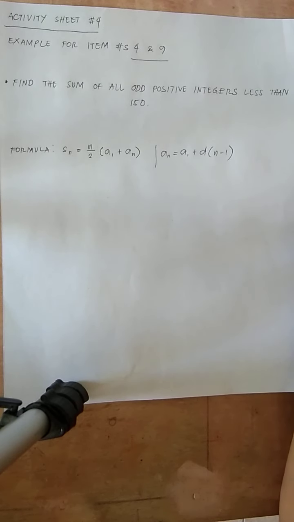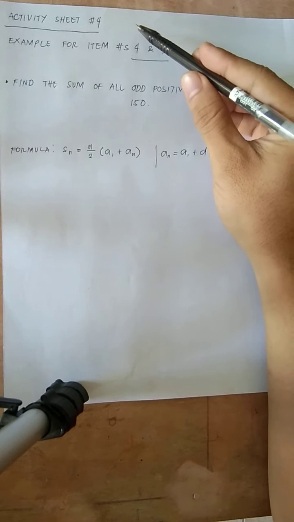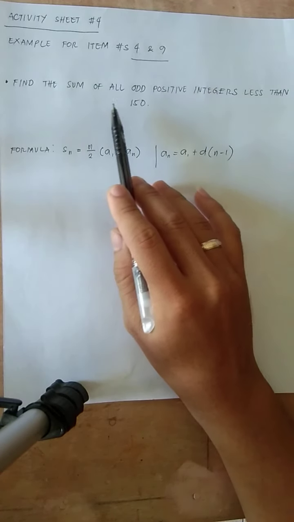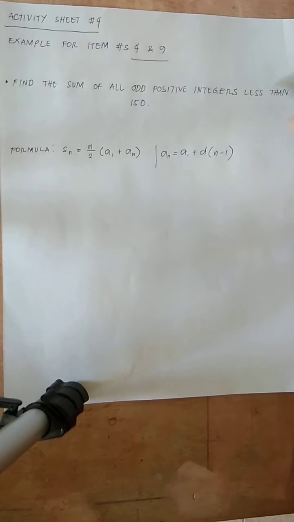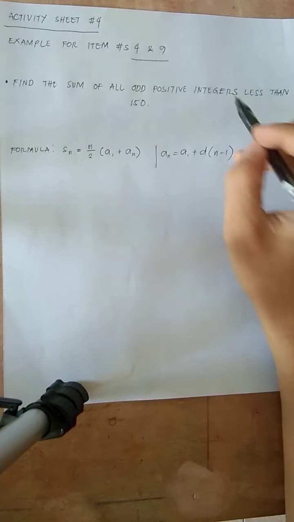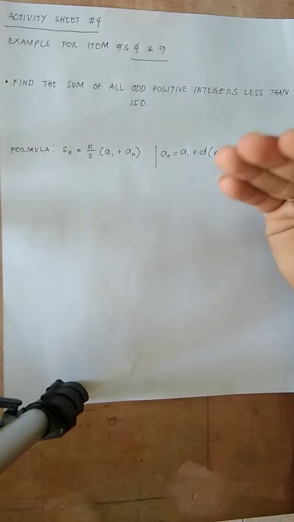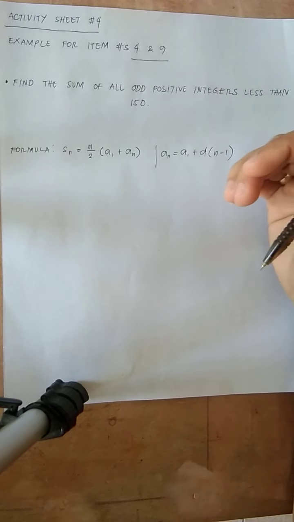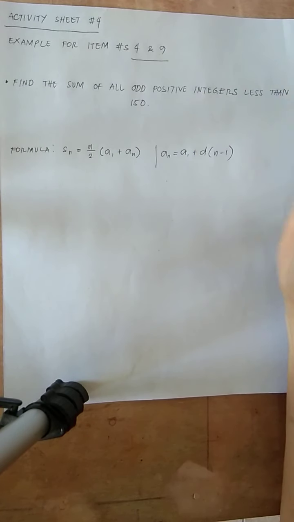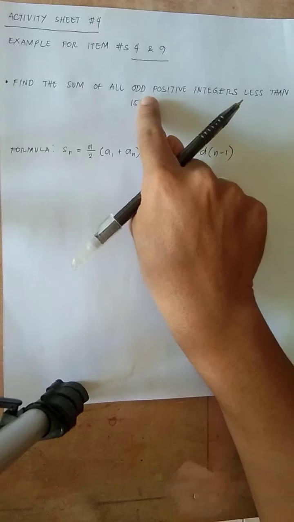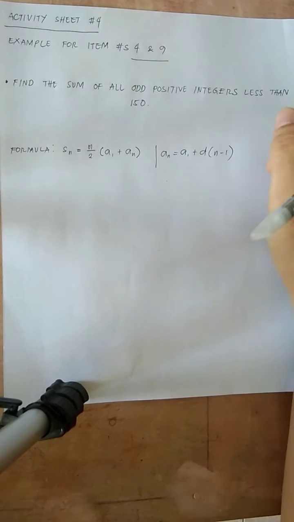In this video, I'm going to give you an example for the item numbers 4 and 9 of the activity sheet number 4. And the problem is, find the sum of all odd positive integers less than 150. Now, let us first talk about the odd positive integers. When we say odd numbers, we are talking about numbers that are not exactly divisible by 2. So what are the numbers? We have 1, 3, 5, 7, 9, and so on and so forth. And since we are talking about odd positive integers, that means we are not going to take the negative numbers.